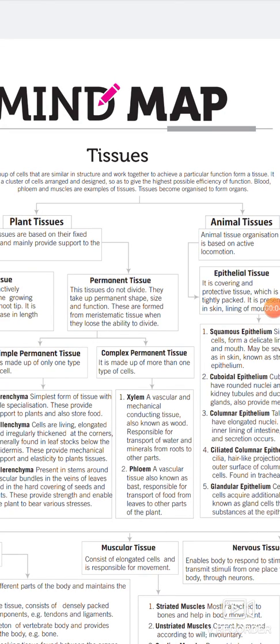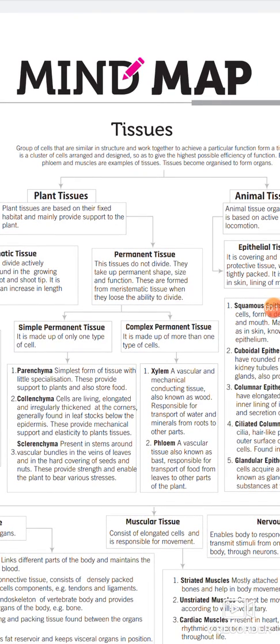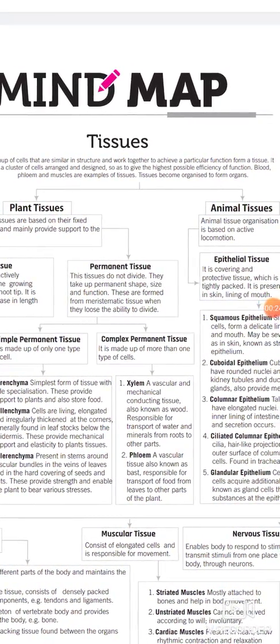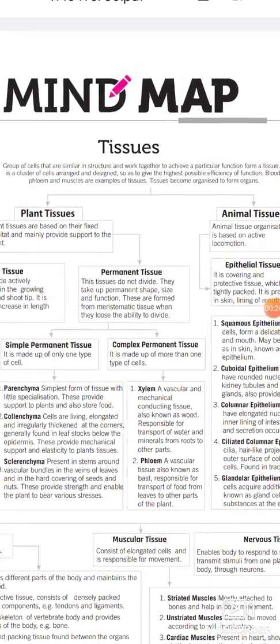We are learning class 9 science biology. In that, we are learning the mind map of chapter number 6, Tissues. Dear students, previously we learned the definition of tissue: a group of cells that are similar in structure and work together to achieve a particular function, which is called tissue.